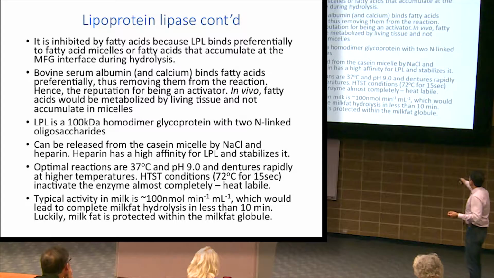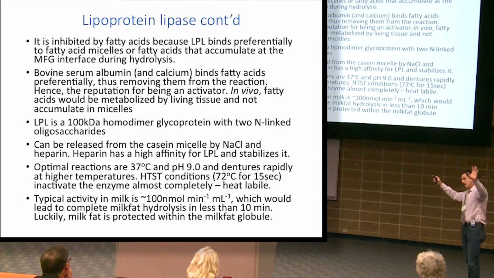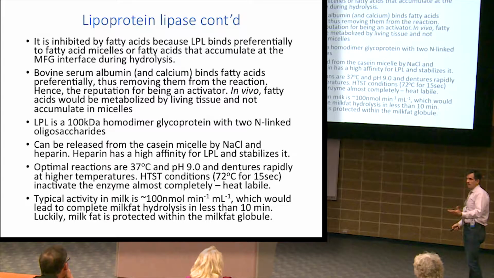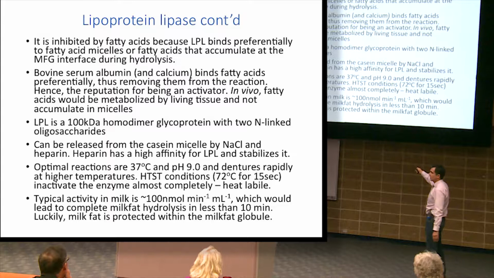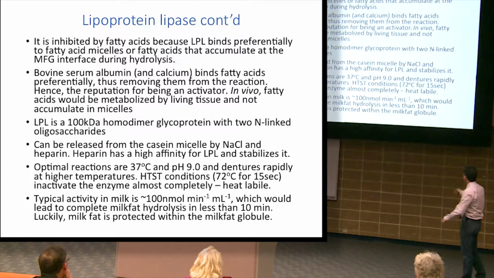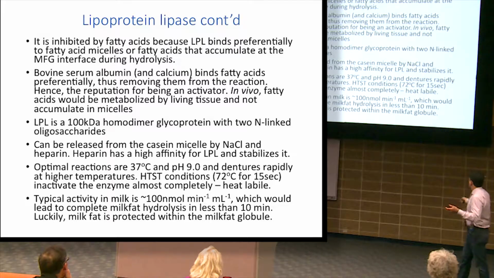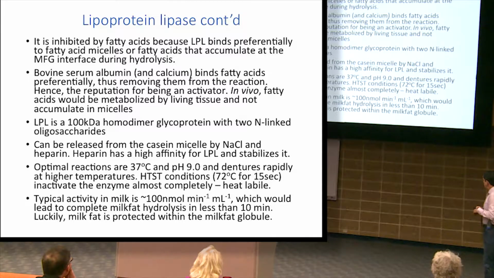It is a big protein. It's a glycoprotein with polysaccharides streaming out of it. It can be released from the casein micelle with some salt and heparin, and heparin has a high affinity for the lipoprotein lipase, which is a glycoprotein, so they like to stick to each other. The optimal reaction conditions are, no surprise, 37 degrees, pH 9, but it is very heat labile. So if you pasteurize the milk, you'll kill it. So that's good, right? Almost completely destroyed by a typical high temperature, short time.